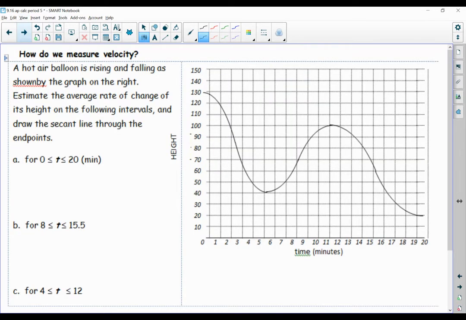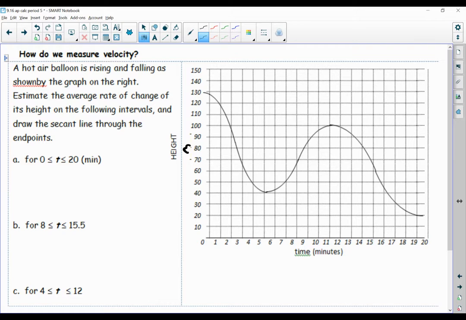Okay, so let's look at this next example. How do we measure velocity? Well, what is velocity? Velocity is rate of change plus direction of an object in motion. So here we go: a hot air balloon is rising and falling as shown by the graph at the right. Estimate the average rate of change of its height on the following intervals and draw the secant line through the endpoints. I'm going to put little meters there. Pause me and try these 3 questions that are here, and then I'm going to go through them after you unpause me, because you're totally pausing me right now.